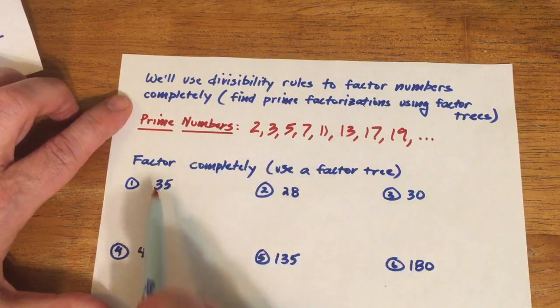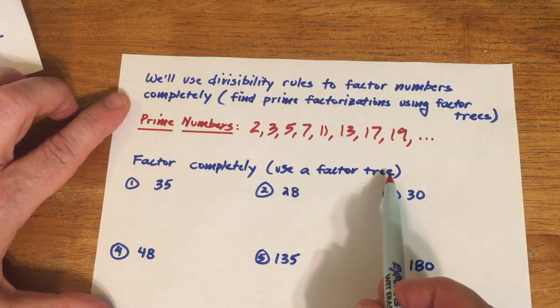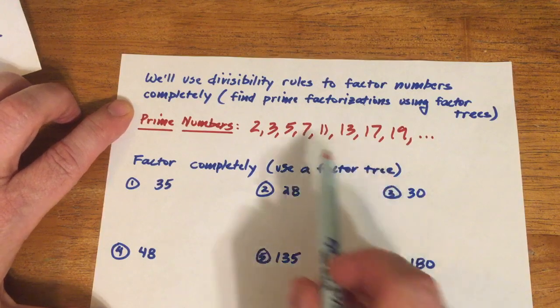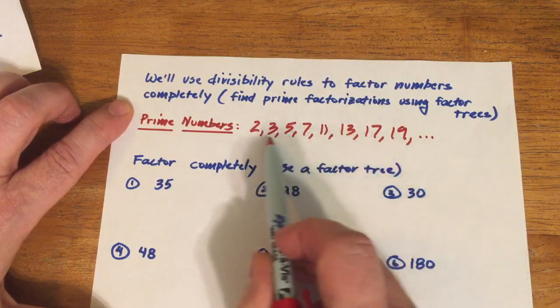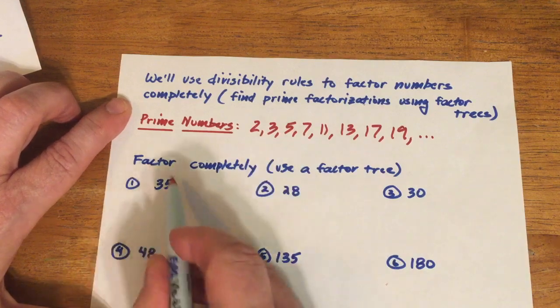Let's take a look here. Here it says factor completely, use a factor tree. One thing we know is that anytime you have a number, if it's not a prime number like one of these, then you can actually factor it down to primes. Let's take a look at 35.